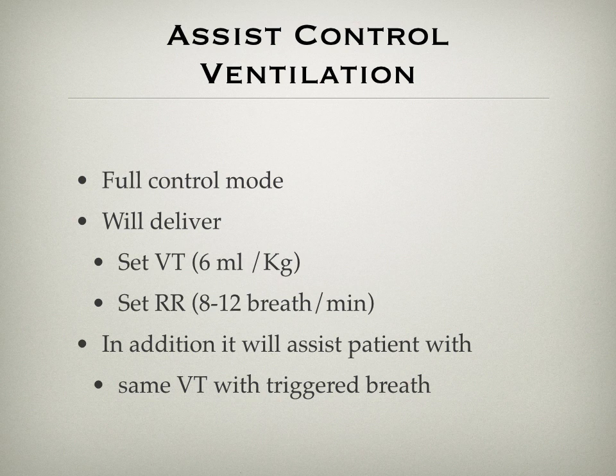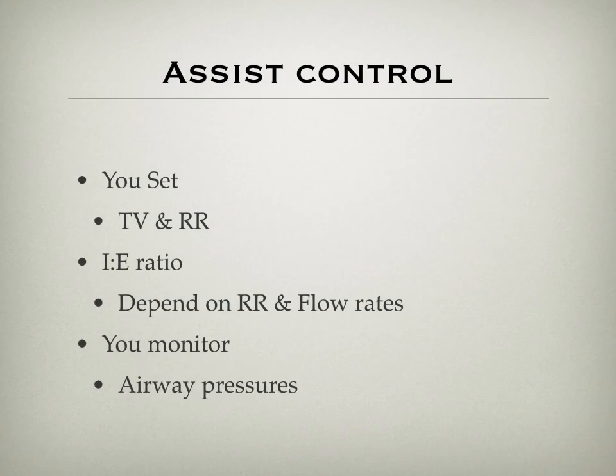So basically in assist control you set tidal volume and respiratory rate, and the I to E ratio will depend on the flow. Now a modern ventilator will compute how much flow in liters per minute it will require to deliver the tidal volume in the set time, so the I to E ratio will stay where you want it. Most of the new ventilators will set the I to E ratio directly, but if you have an older version that does not do that, you're going to have to adjust the continuous flow to get your I to E ratio to the desired effect, usually 1 to 2, 1 to 3. And since you're setting tidal volume, you have to monitor airway pressure so you prevent barotrauma.